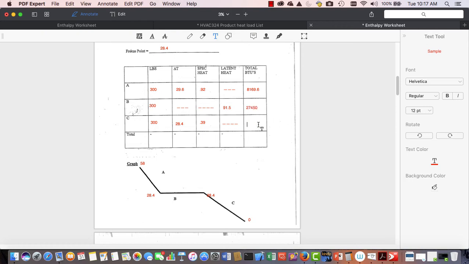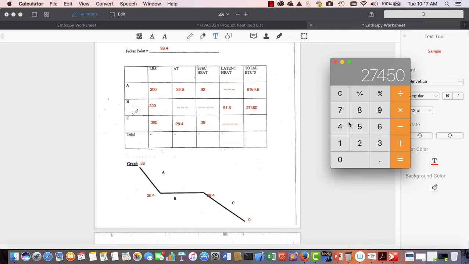And then we'll do my frozen apple line, which is, again, let's clear the calculator. 300 times 28.4 times 0.39 equals 3322.8.